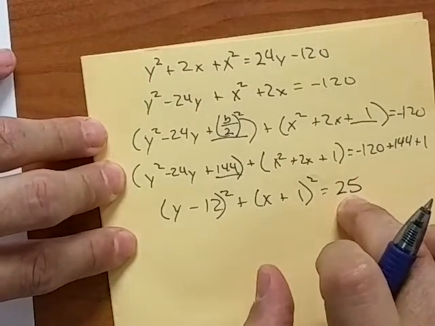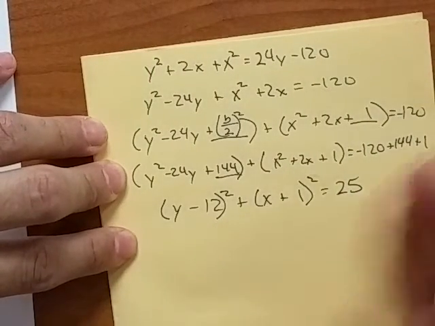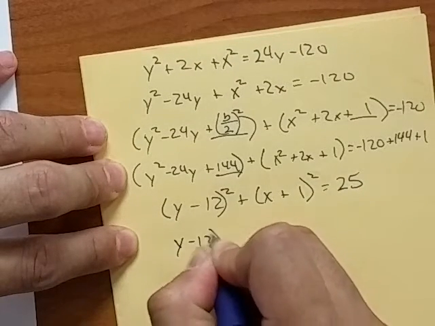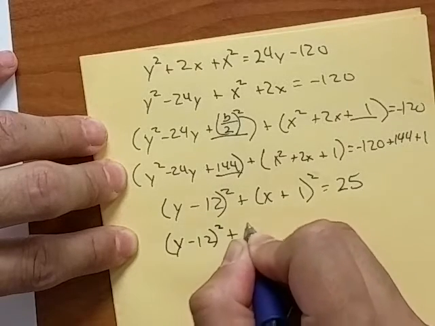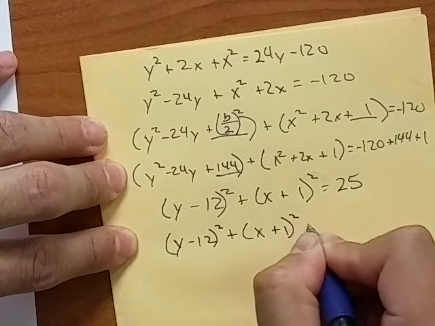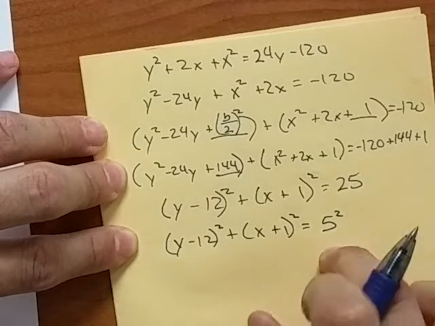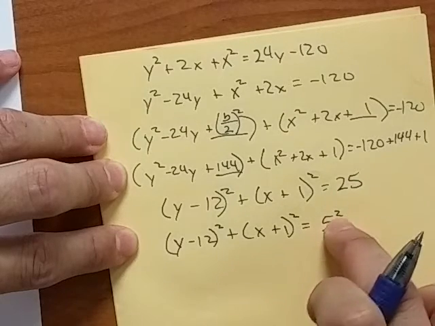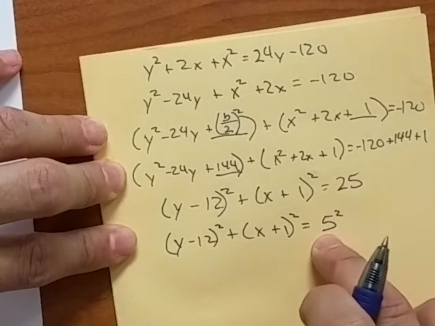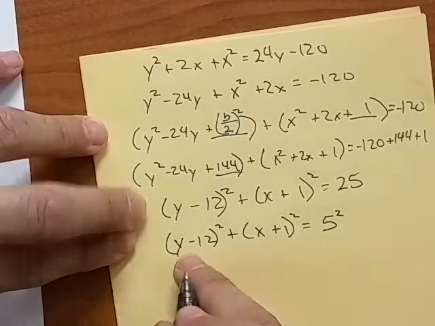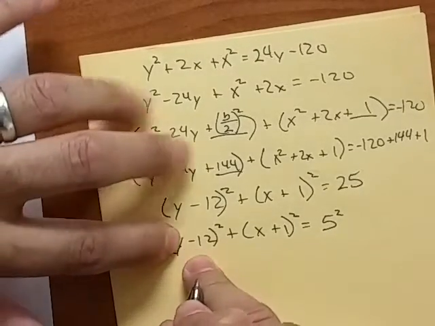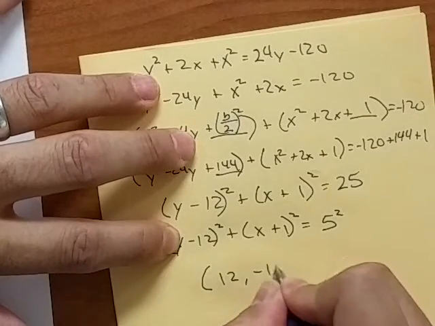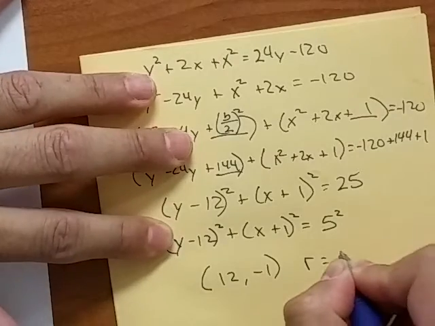So this one right here is equal to my r squared. So the only thing I have to change is that this is going to be y minus 12 squared plus x plus 1 squared equals 5 squared. That's a perfect square here. It's the square root of 25, which is 5, so 5 squared just means the same thing. So my radius is 5, and my center of the circle, which would be right here, is going to be negative 1, comma, 12, and my radius is 5.